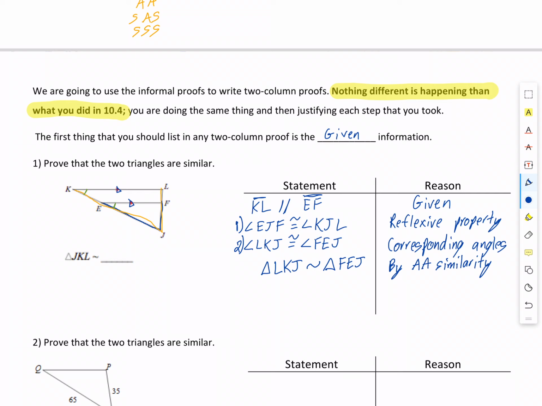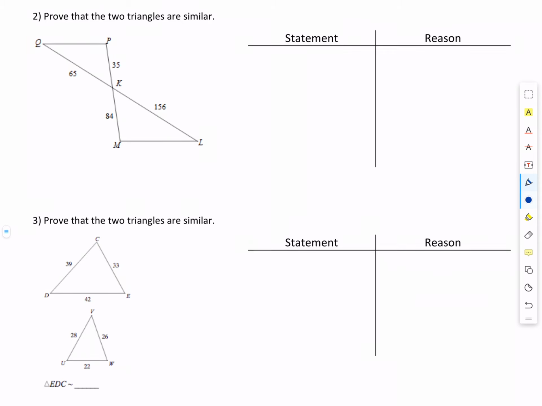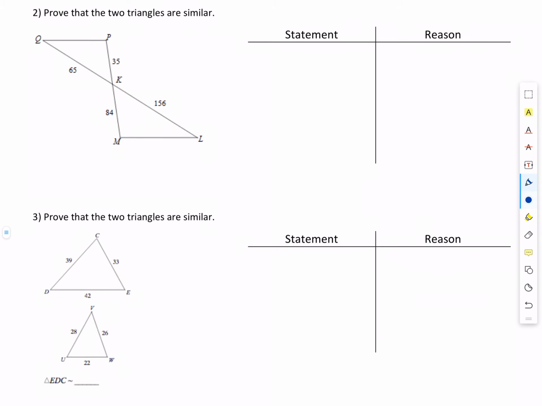Alright guys, I'm going to leave these two proofs to you to solve. I'll go ahead and fill these out and look at the example. Hint on this one, look at your proportions. And the same here, look at your proportions. See if you can figure those out. I'll post these answers in my notes on my website, so you guys can check them.